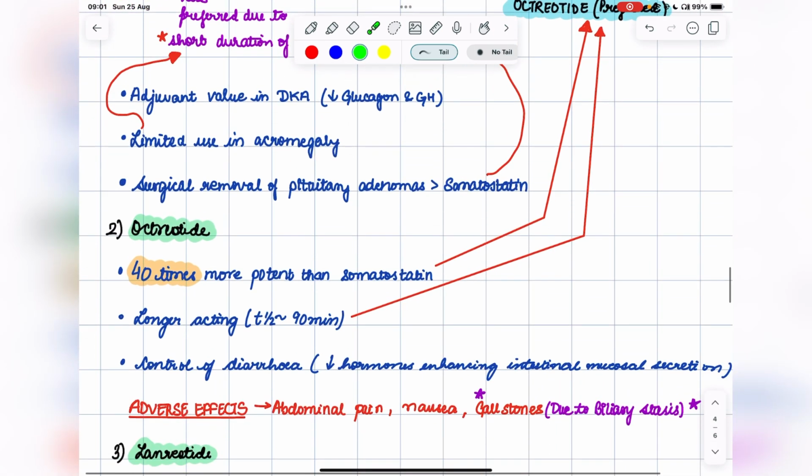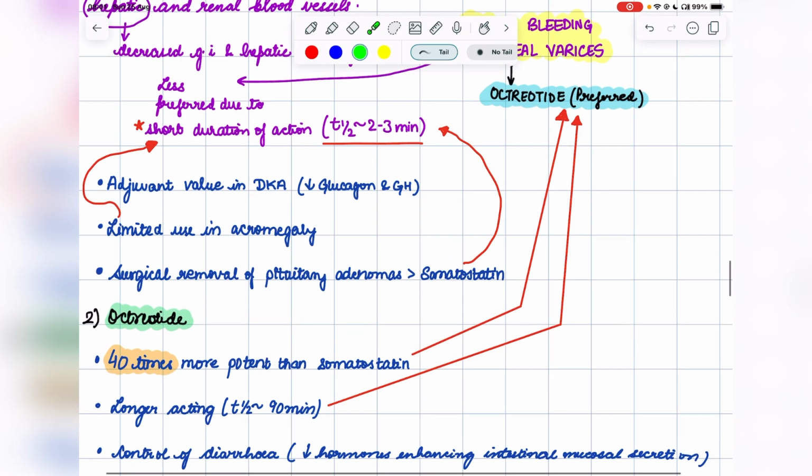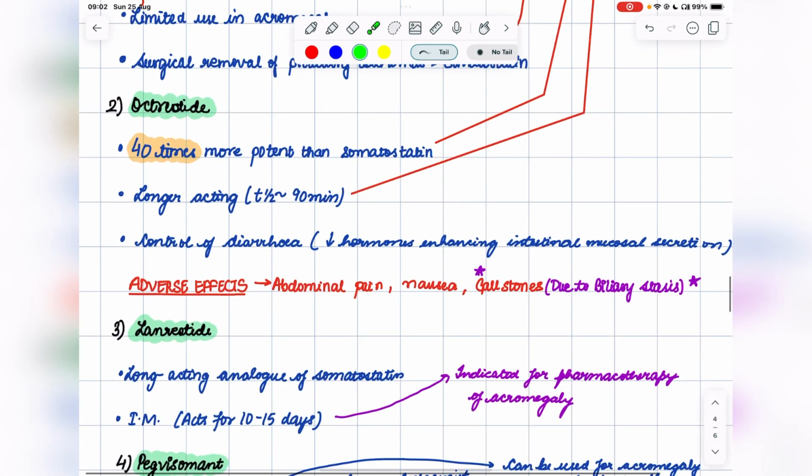Also, octreotide is longer acting. Its T-half is 90 minutes while the T-half of somatostatin was just 2 to 3 minutes. So obviously, what should we prefer? It's longer acting and 40 times more potent. So for controlling esophageal variceal bleeding, octreotide is much preferred over somatostatin. It will also control diarrhea. Why? Because it decreases hormones enhancing intestinal mucosal secretion. We already discussed that they decrease GI mucosal secretions, right?